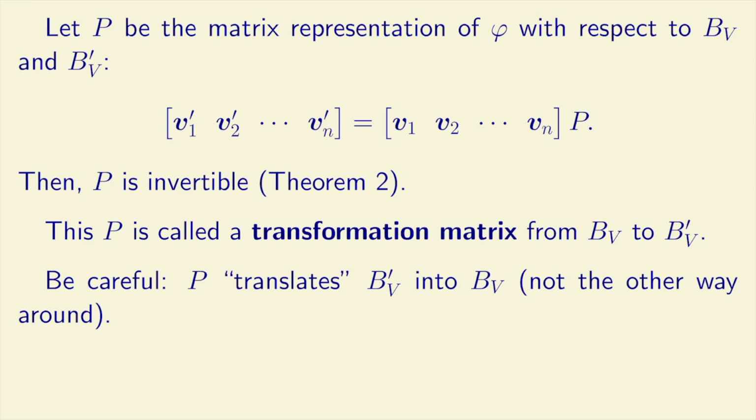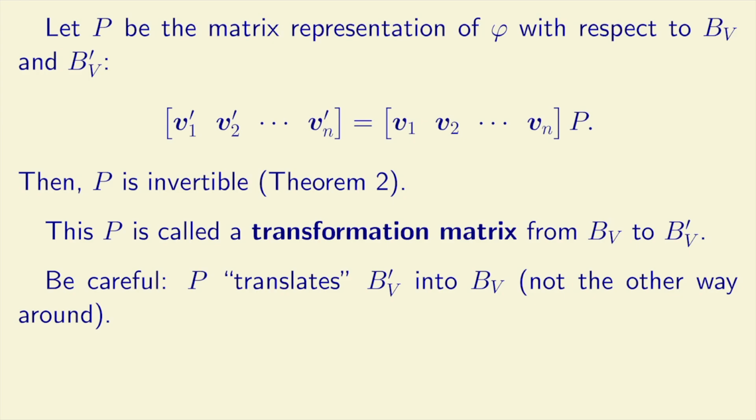Let's think about it this way. The columns of P are the coordinate vectors of the new basis vectors V'i with respect to the old basis Vi. So P helps us write the new basis in terms of the old one. So P is the change of basis matrix from the old basis to the new one. So the notes are kind of right. P takes the vectors of B'V and expresses them in terms of BV. It's just a little awkwardly worded.